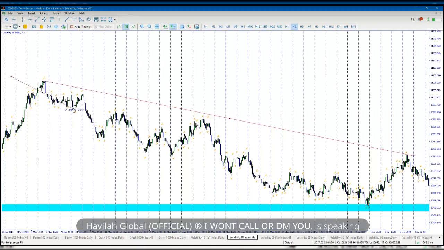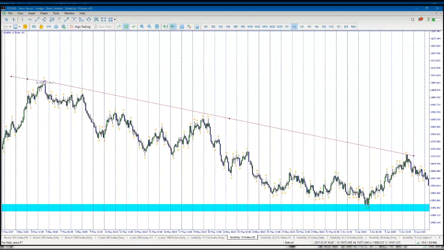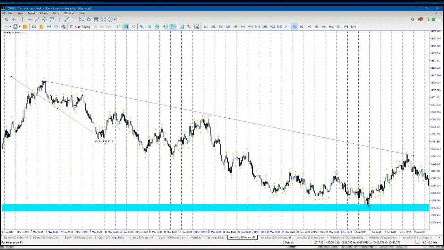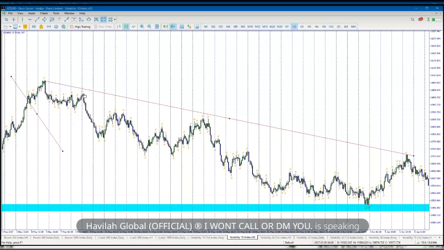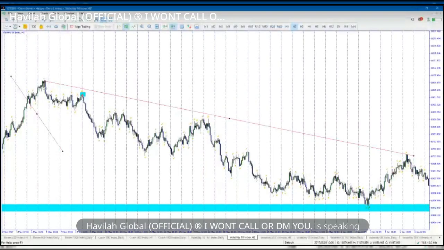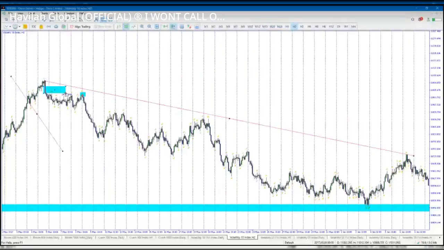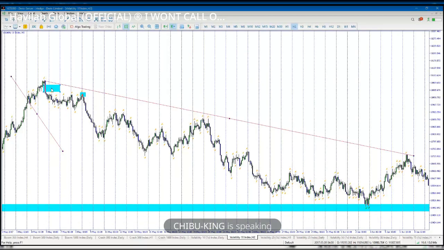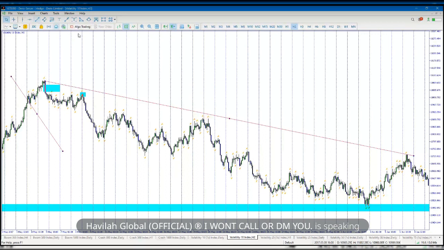Are you seeing what I'm saying? Why did this guy turn back from here? This is an imbalance. So price came to tap the open of the imbalance and then went down to create another lower high, lower low, and then this is a lower high.